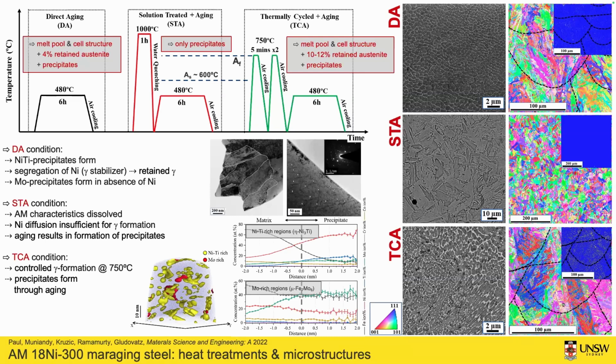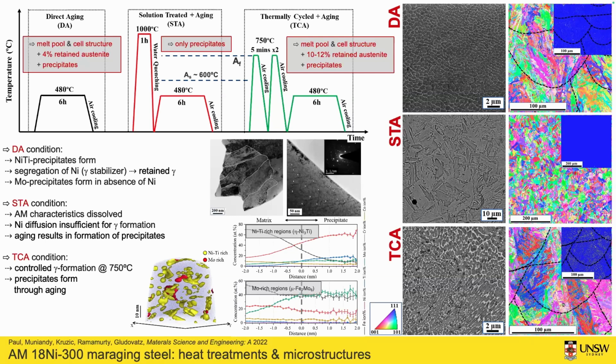In this case, we dissolved the melt pool structure. We completely eradicated it. All we have, after the aging, is precipitates. The third one, we thermally cycled the material close to the austenite finish temperature, 2 such cycles, and then we did the direct aging. In this case, we keep the structure, but we increase the retained austenite fraction to about 10 to 12%.